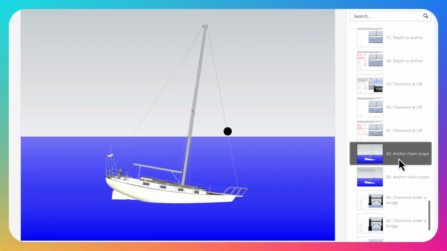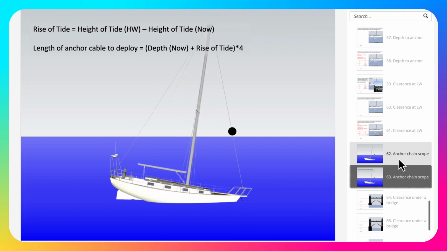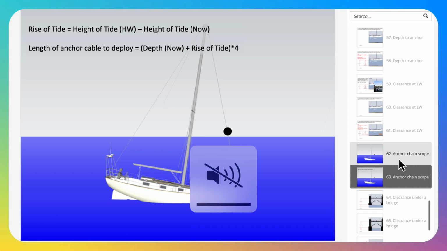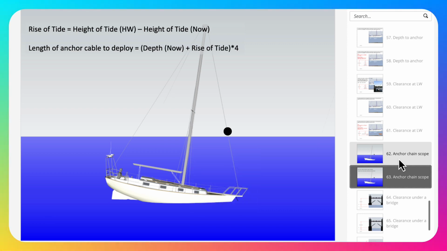And of course, if you are anchoring in an area with a big tidal range, you're going to need to calculate the greatest depth of water that you will experience during your time at anchor, in order to lay out sufficient anchor cable. If you are using all chain, 4 times the maximum depth is generally accepted as the minimum. You can calculate the rise of tide by deducting the height of tide now from the height of tide at high water. Add the result to the depth now, and you have the maximum depth. Multiply this by 4, and you have the length of anchor cable to deploy.